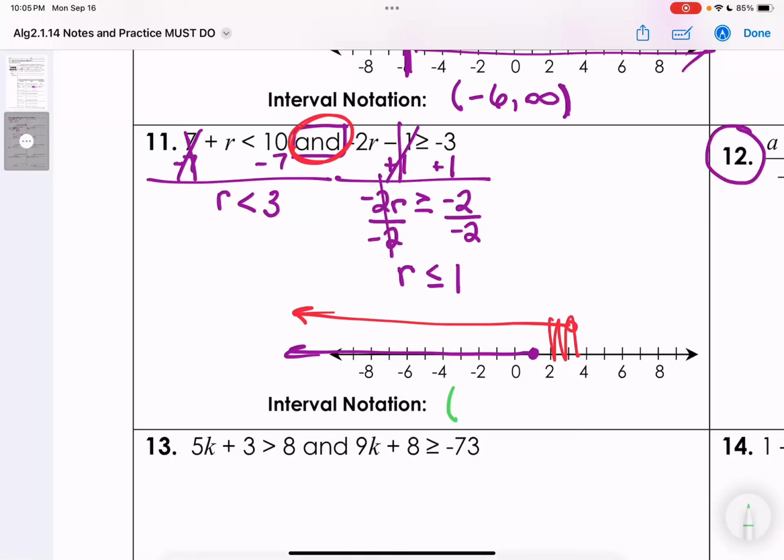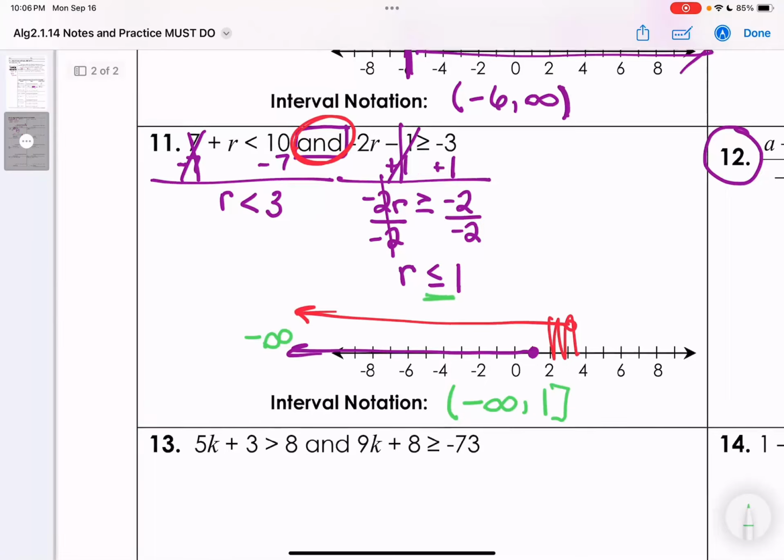I've got negative infinity this way because this is going towards negative infinity. It's on the left. Then I put the 1 on the right, and it is closed with this or equal to here, closed circle. So there's a bracket.